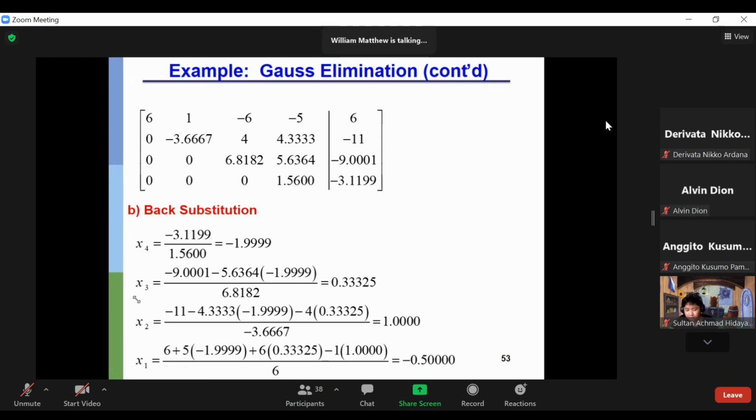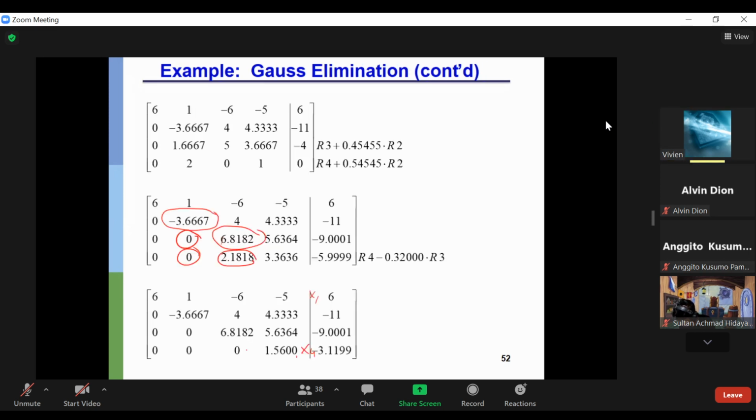Excuse me, ma'am. I want to ask about the changing of the row. Is the rule just that if the value is bigger, then we find the one with a lot of zero numbers, ma'am? The one with lots of zero numbers on its row and the biggest value, ma'am?